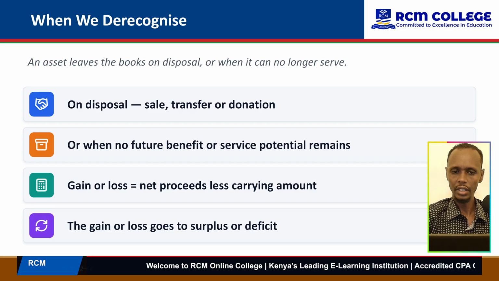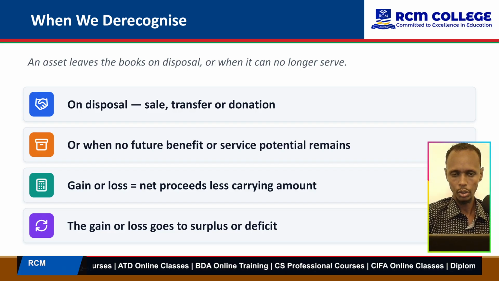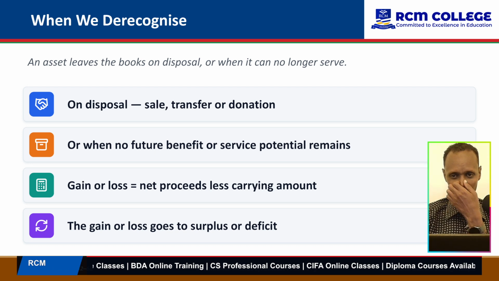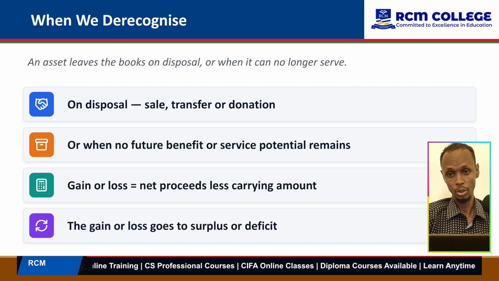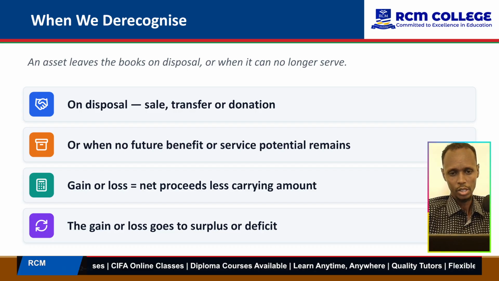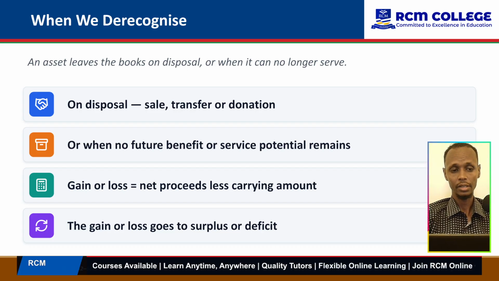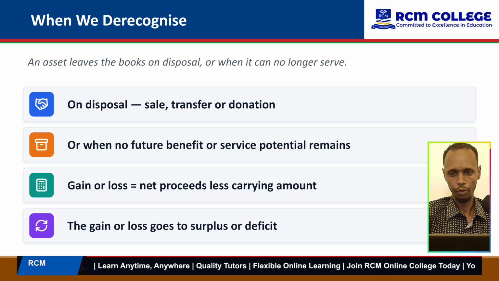If there is any gain or loss when you are disposing of that asset, then you take it to either surplus or deficit. If it is held for sale, then there is another IPSAS that you use to recognize that asset. The IPSAS is called non-current assets held for sale, IPSAS 44.